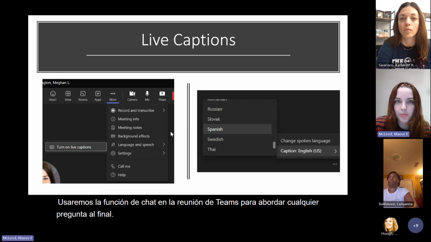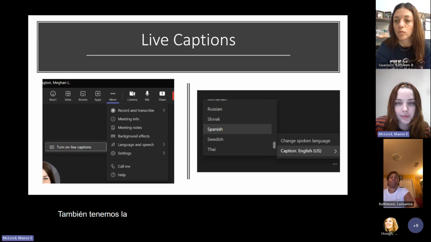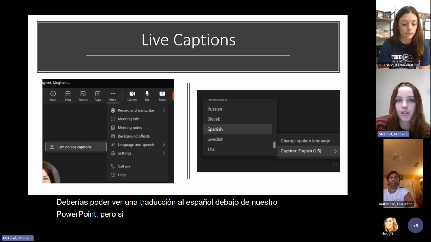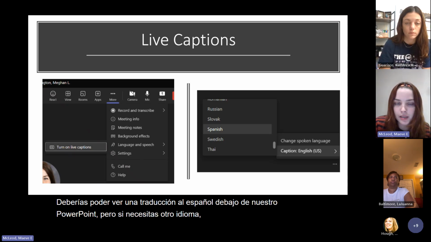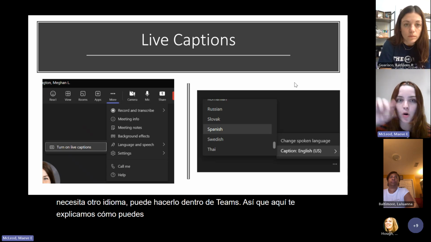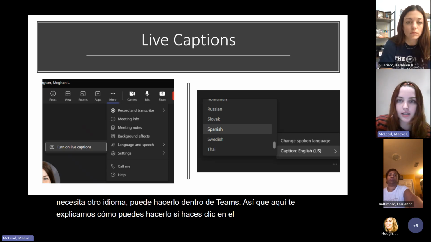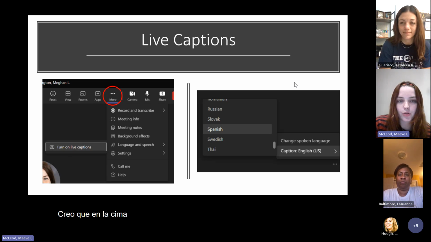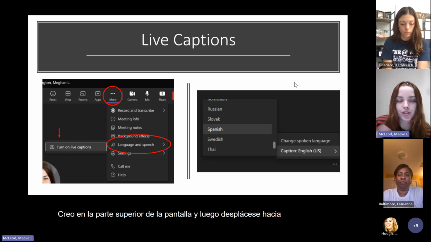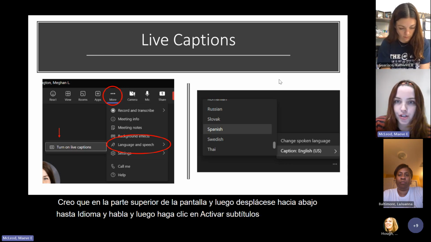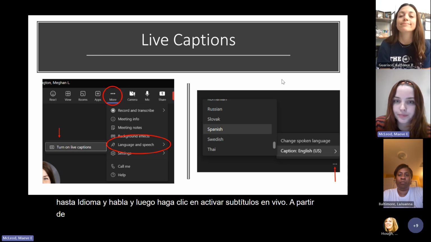We also have the option for live captions within Teams. You should be able to see a Spanish translation underneath our PowerPoint, but if you require another language, you are able to do that within Teams. So here is how you can do it. If you click the More button, those three dots at the top of your screen, and then scroll down to Language and Speech, and then click on Turn on Live Captions. From there, you can choose your preferred language.